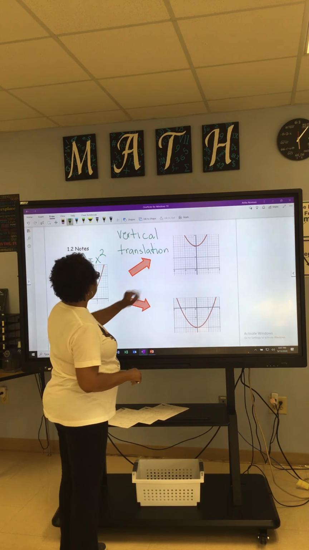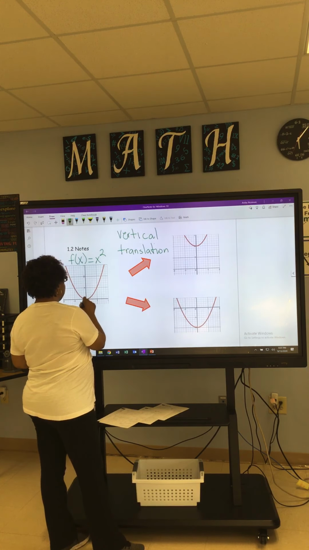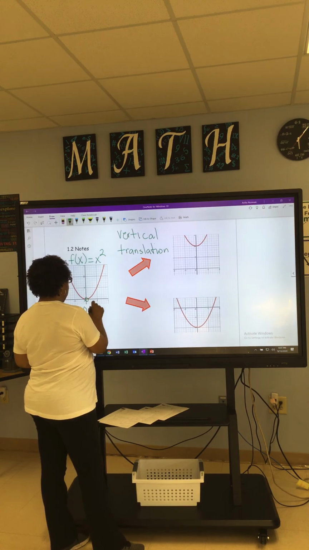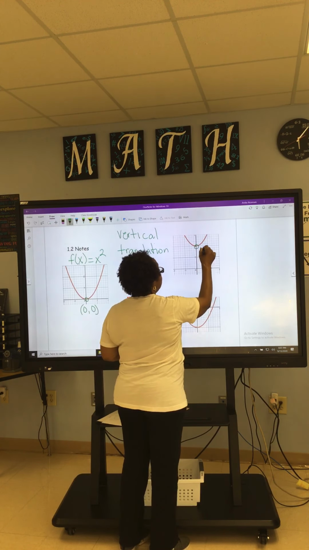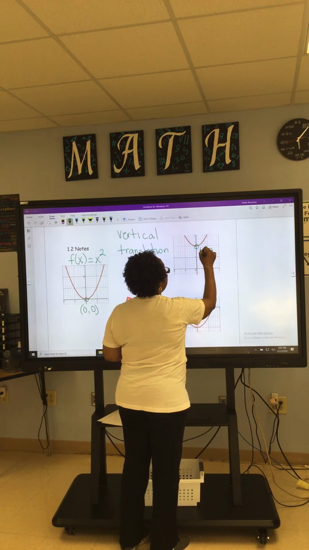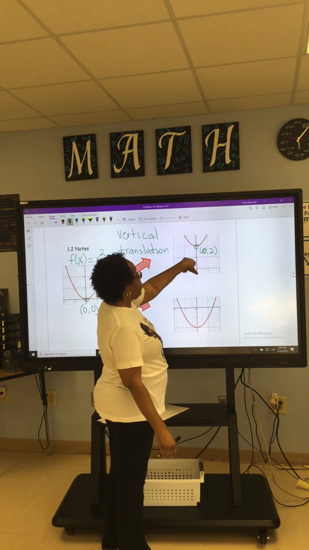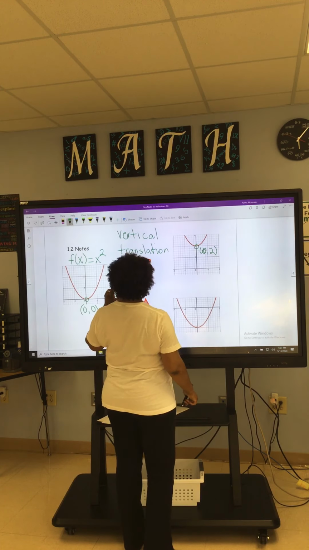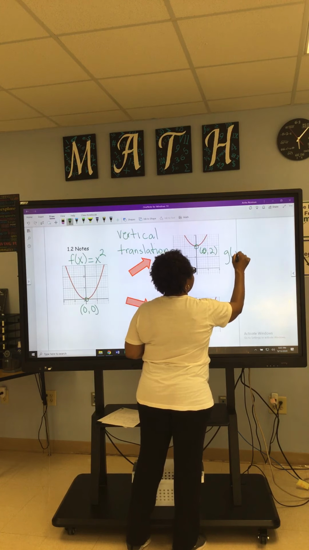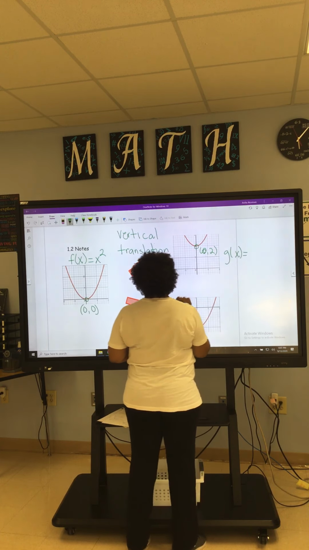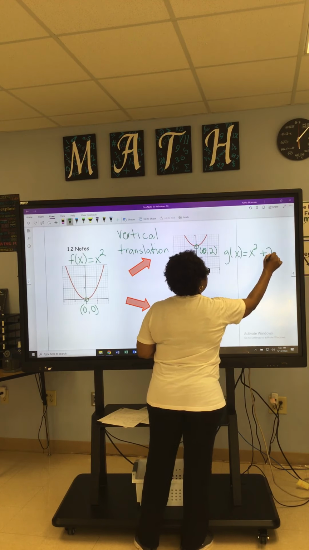So, the equation for this particular one: we notice our vertex here was 0, 0. Our vertex here is 0, +2. So I've added 2 to my function. My function notation is going to be g of x equals x squared plus 2.